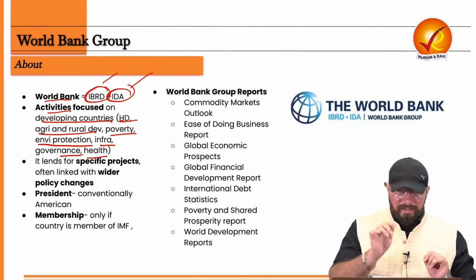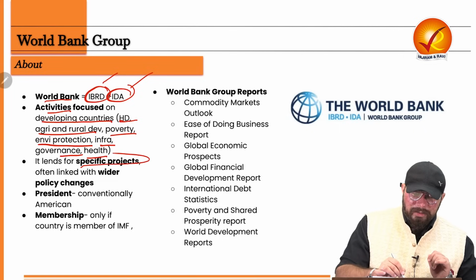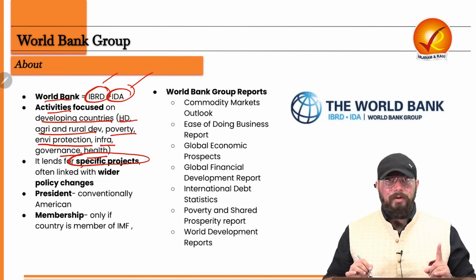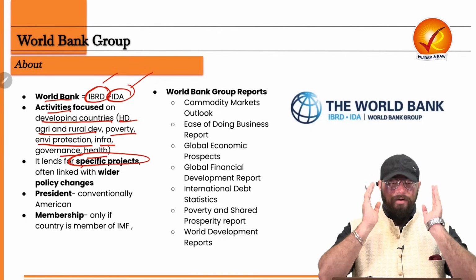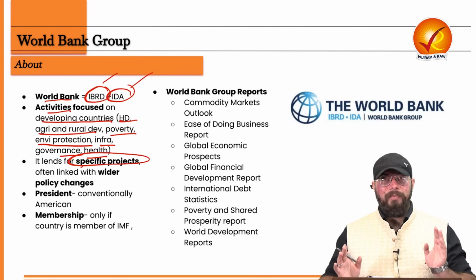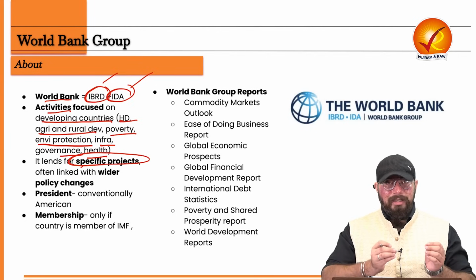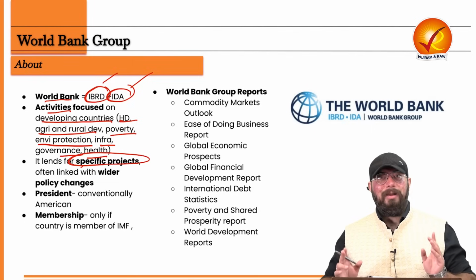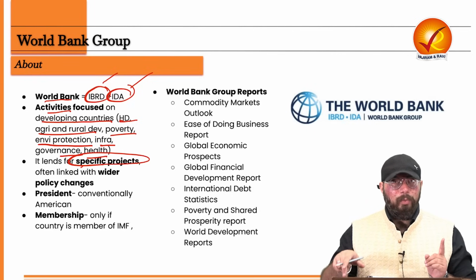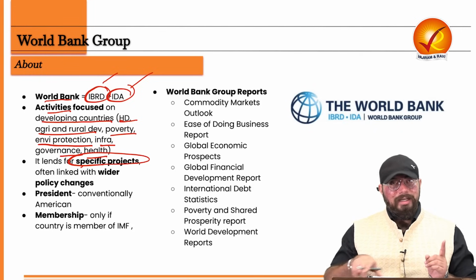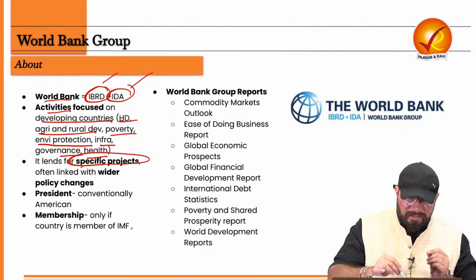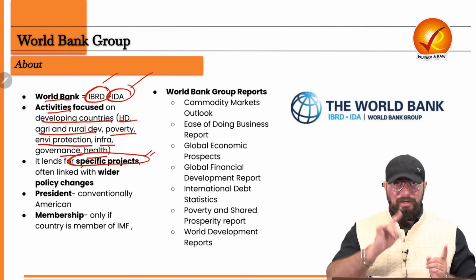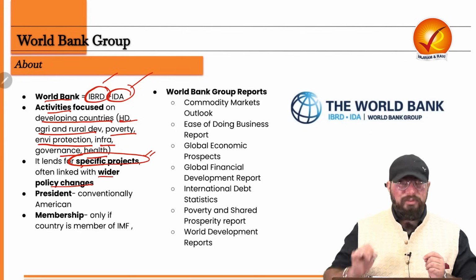Now, what it does, it provides loans for specific projects. It is important. So, if a country is having a wider policy change, a wider policy in which fundamental changes are happening, the World Bank will provide various loans. It will lend money to them for the specific projects which are often linked to the wider policy changes.